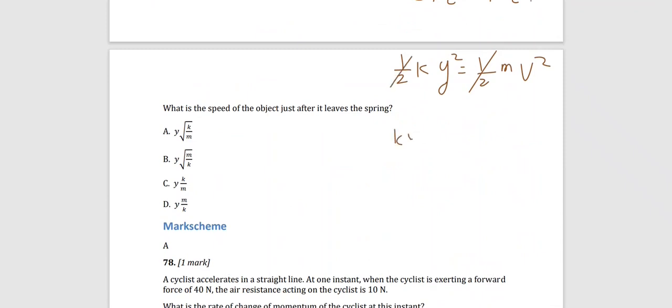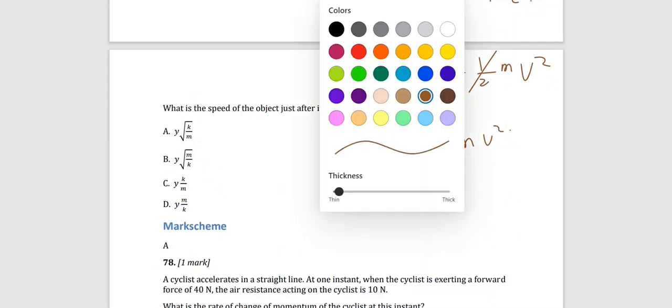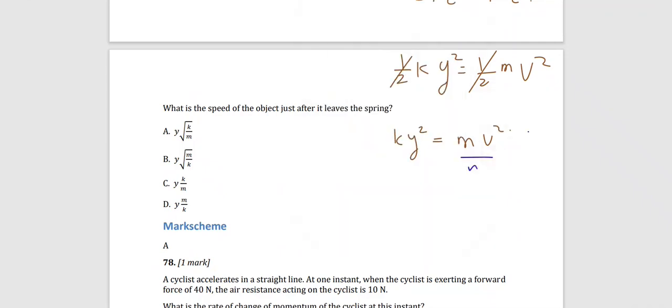So I will have k y squared equals m times v squared. Divide both sides by m and take the square root for both sides. So v will equal the square root of k over m, times y, since y squared under the square root becomes y. So the correct answer will be A.